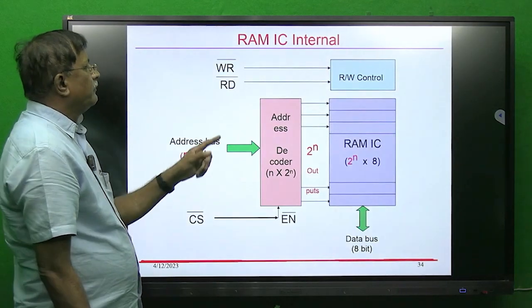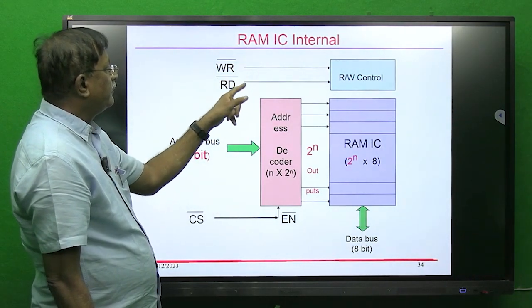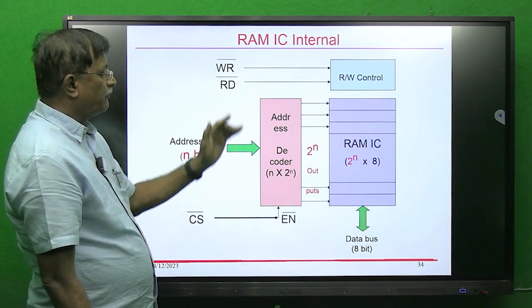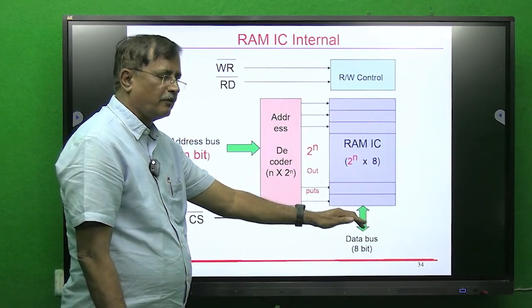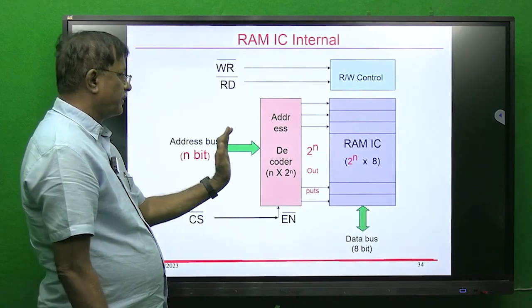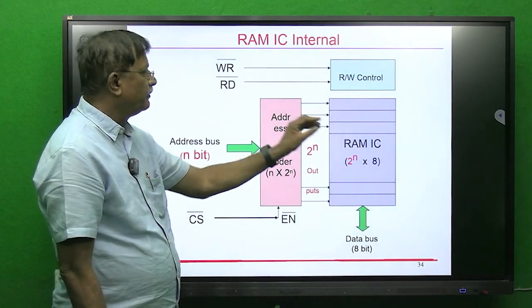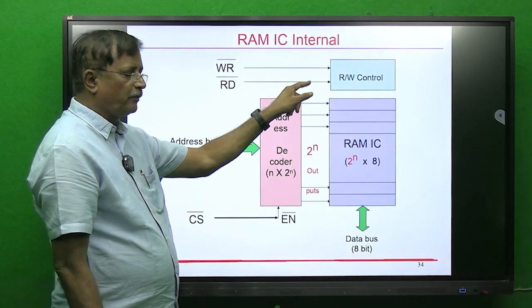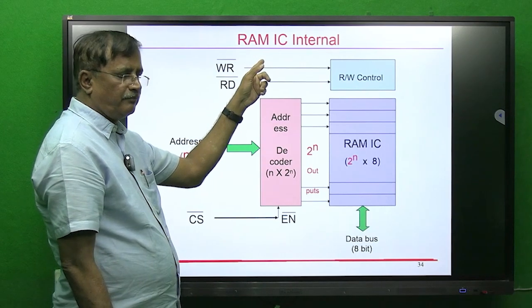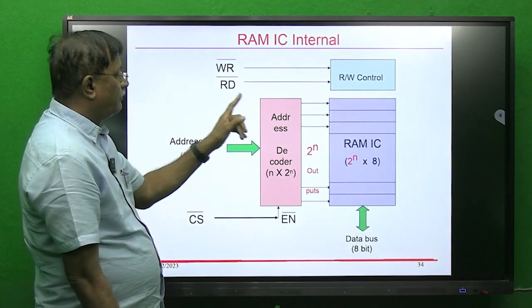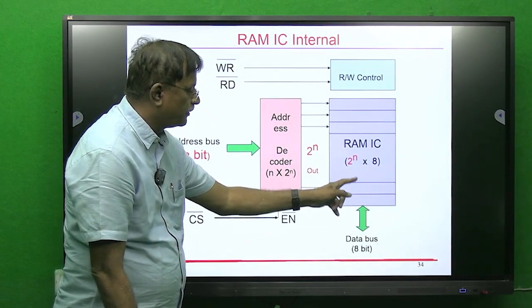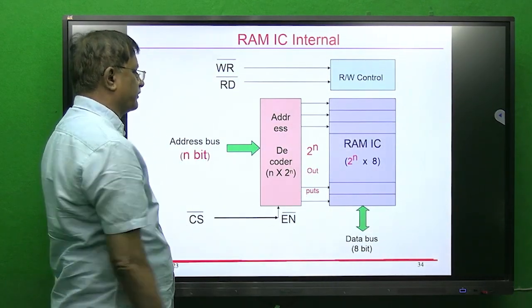Apart from this, there will be read and write control signals given by the processor. Whenever the processor wants to read data from any one location, it will first give the address, which will select the location, then the read signal will be 0, write signal will be 1. So the read signal will be 0, and from that you can read the data from the selected location.